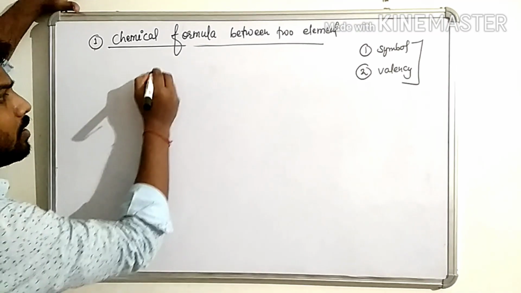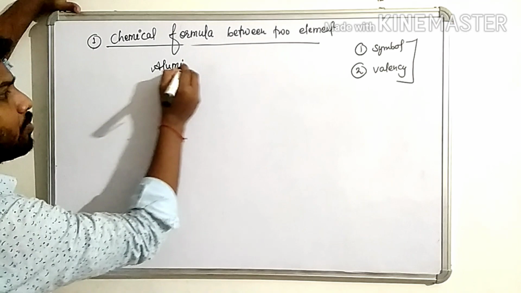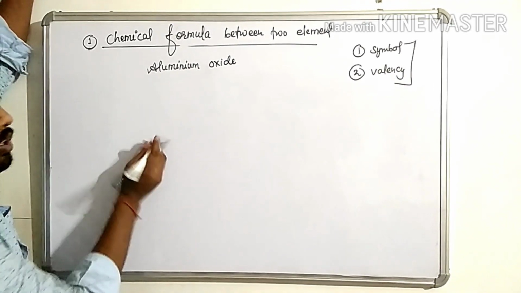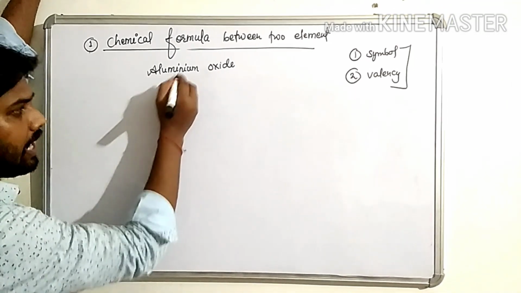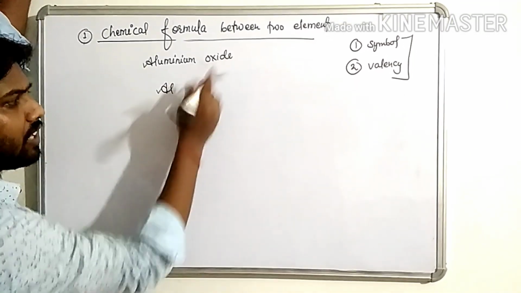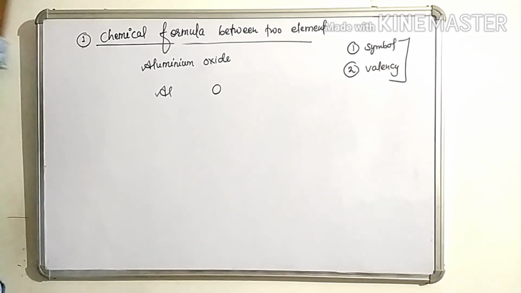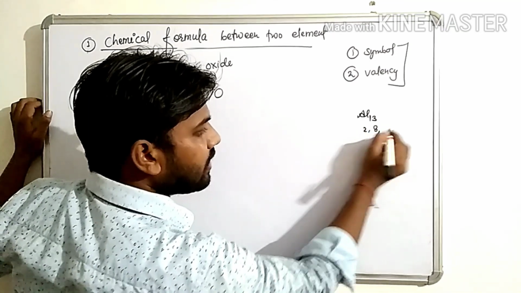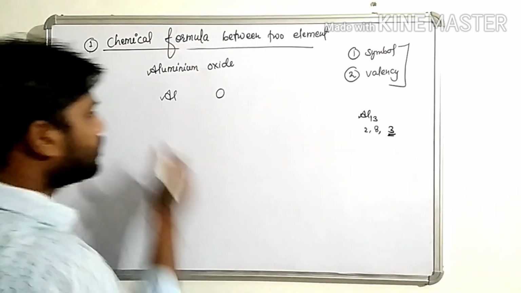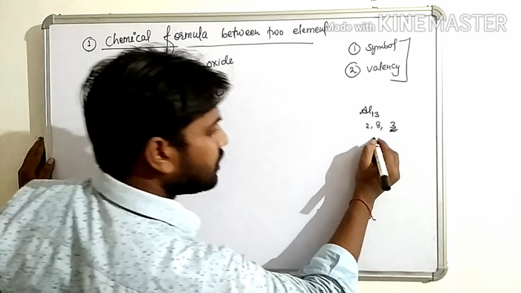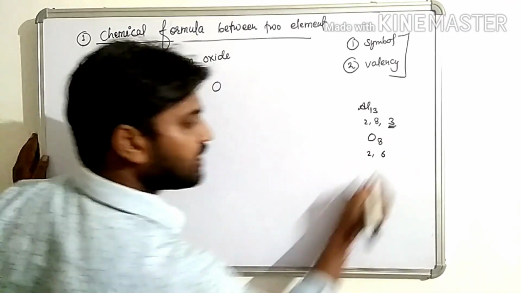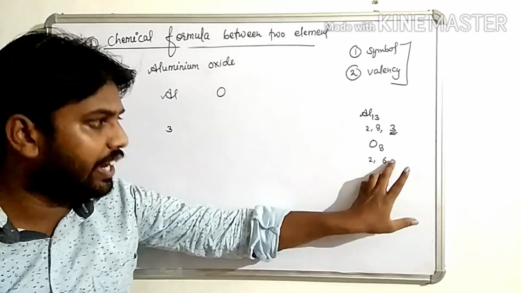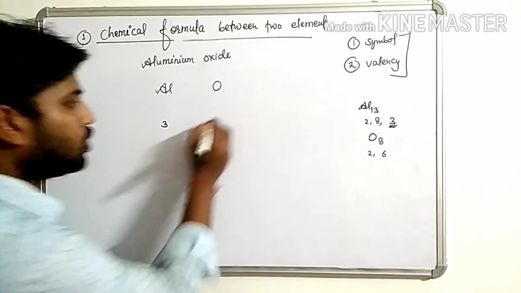For example, aluminium oxide. Now separate their symbols, children. Aluminium is Al, oxide comes from oxygen. Calculate its valency. Aluminium 13: 2, 8, 3. Their valency will be 3, children. Oxygen 8: 2 and 6. So we will calculate this valency by subtracting from 8. 8 minus 6 will be 2, children.